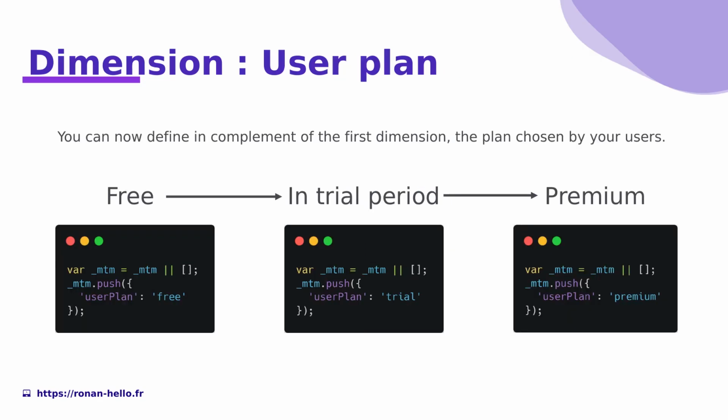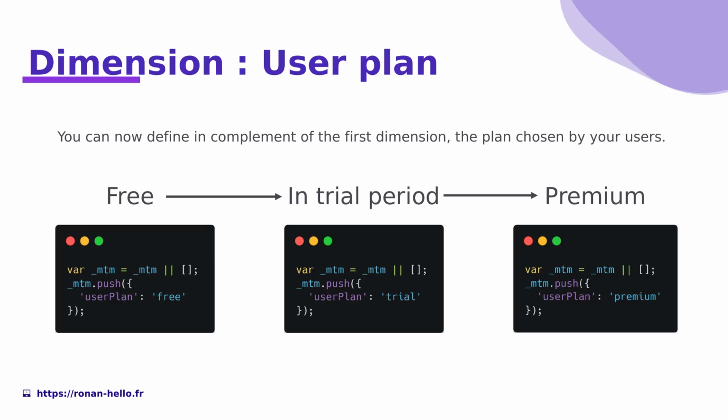The second dimension I have already set up many times is the user plan, based on the business model of many SaaS platforms: a freemium to premium strategy. At first, we have many people using a free plan. That's what you can see in the first data layer displayed on the slide.